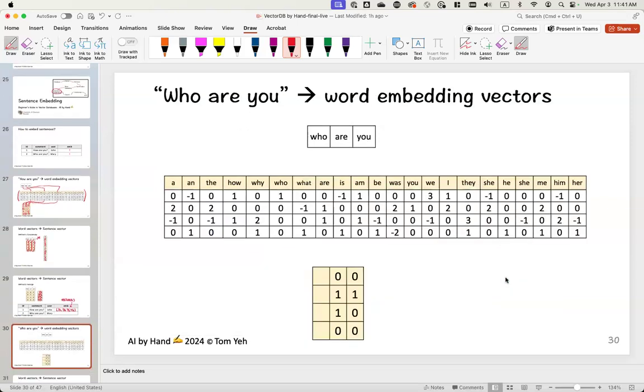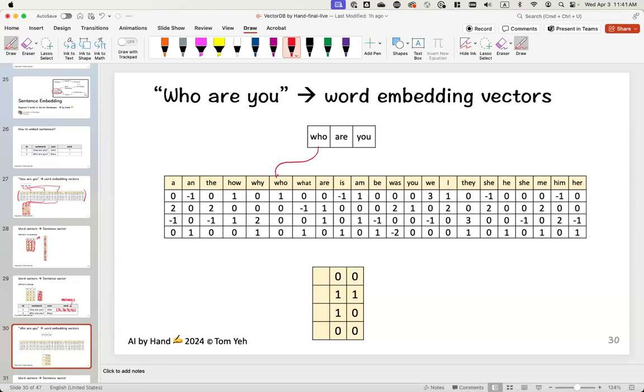All right. Let's try a different word. Just repeat this exercise one more time. How can we convert "who are you" into word embedding vectors? There are 3 vectors. So the "are you" part is exactly the same as the previous sentence. I already had it written down here. The only new word is "who".